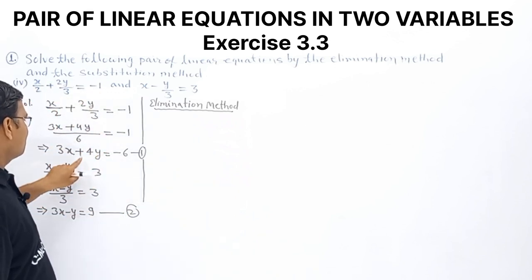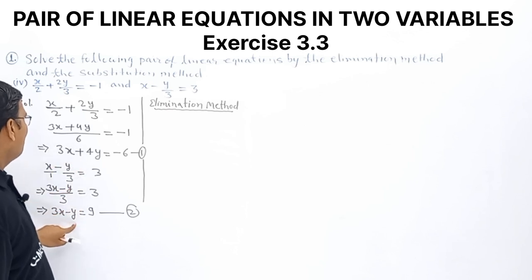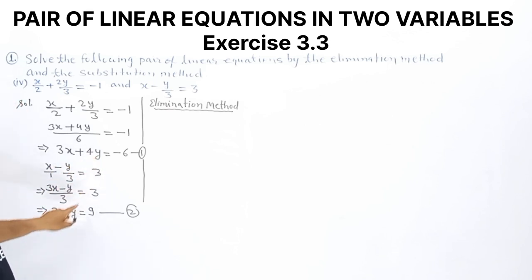Now in these two equations we want to eliminate the variable y. How will we eliminate variable y? Equation 1 will be multiplied by 1 and equation 2 will be multiplied by 4. Then we are getting 4y and minus 4y, and when we add both, these variables cancel each other. Then we get a one variable equation, and solving for x, we get the value of x.